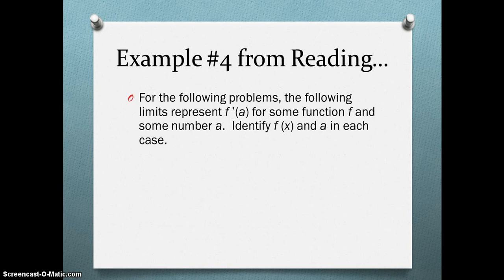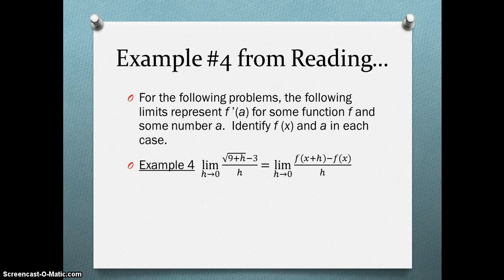Example 4 from the reading. For the following problems, the following limits represent f prime of a for some function f and some number a. Identify the original function and a in each case. So in our example here, we have the limit as h goes to 0 of square root of 9 plus h minus 3 all over h. Somehow that needs to match up with our function f of x plus h and our other function f of x. So what we do is we notice that the function appears to be a square root function.